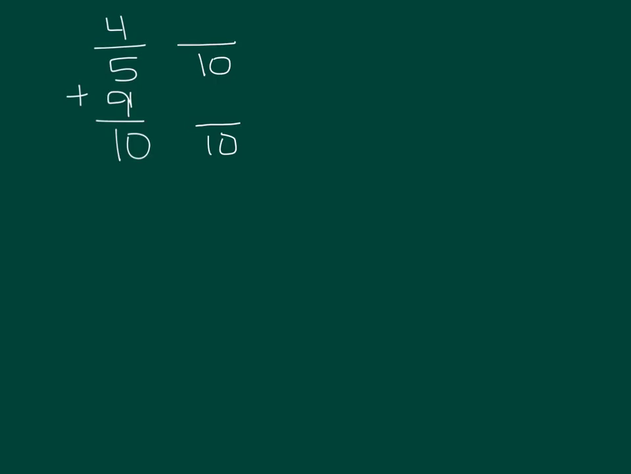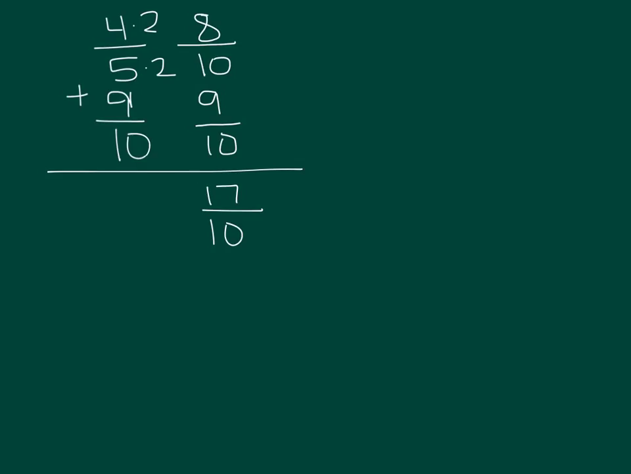Ten was already 10, so this is 9, just like that was. I know that 5 times 2 is 10, so 4 times 2 is 8. Now that I have common denominators, I can simply add the numerators, and I know that 8 plus 9 is 17. However, 17 tenths is improper.